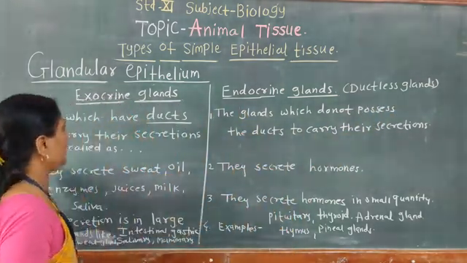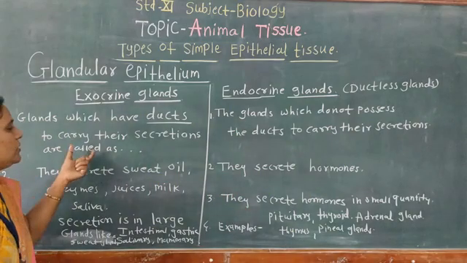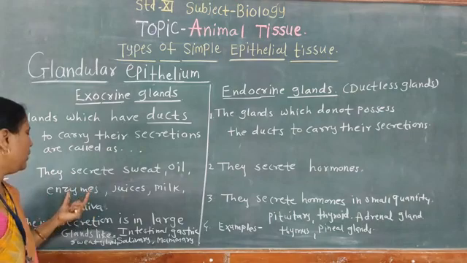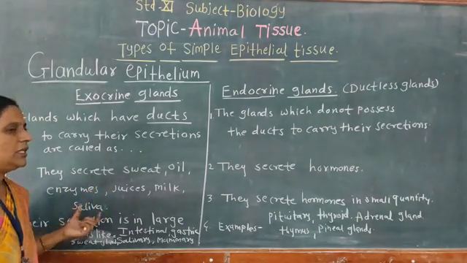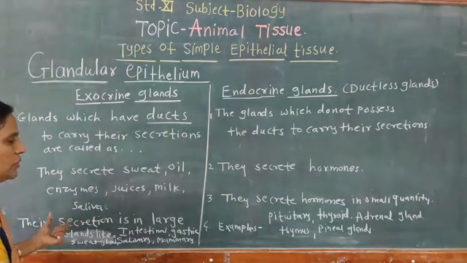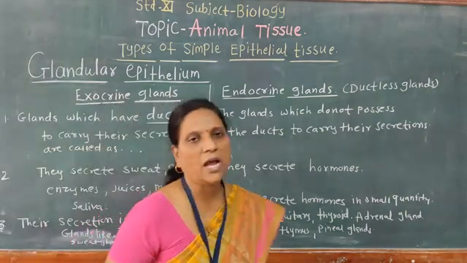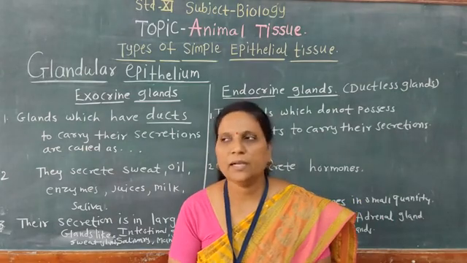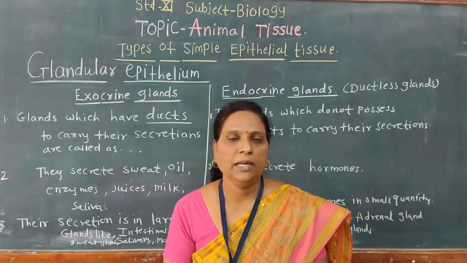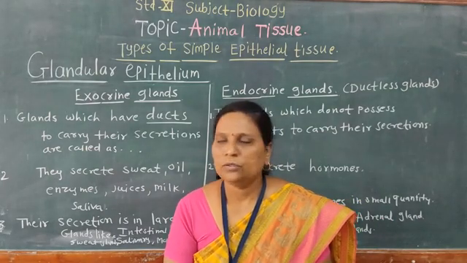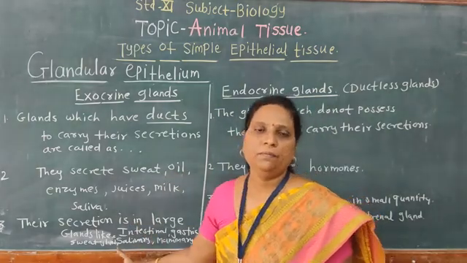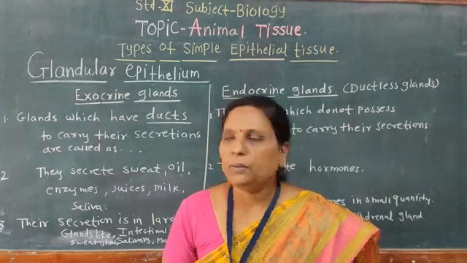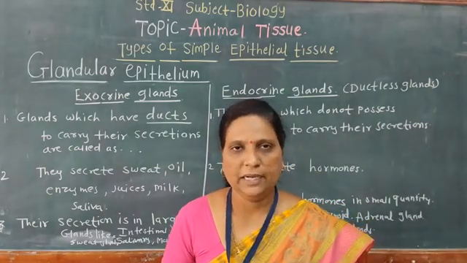And the exocrine glands are the glands which have ducts to carry their secretions like the sweat, oil, enzymes, juices and milk, etc. Such a type of difference is asked in the question: give difference between exocrine glands and endocrine glands for 2 marks. So you have to write at least 4 differences which are given here. So it is about the multicellular glands.